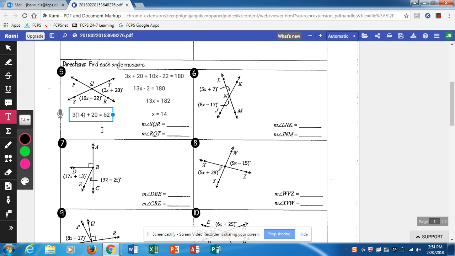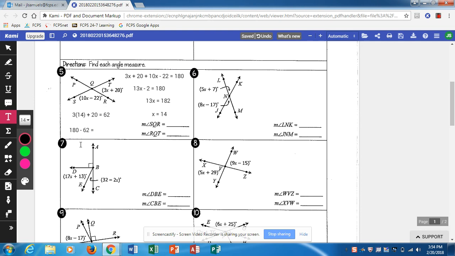But now we need to find the angle of this other angle down here. And when we find that, we're just going to subtract 62 from 180. Now, some of you all might be wondering, why are we subtracting 62 from 180? Well, we're subtracting 62 from 180 because these two angle measurements have a supplementary relationship. And we know that the sum of the two adds up to be 180.